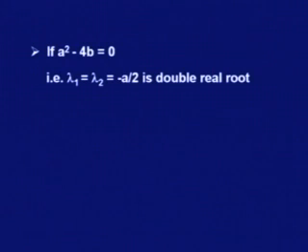Then if this a square minus 4b is 0, that is the second part would be 0, I would get lambda 1 and lambda 2 both as minus a by 2.